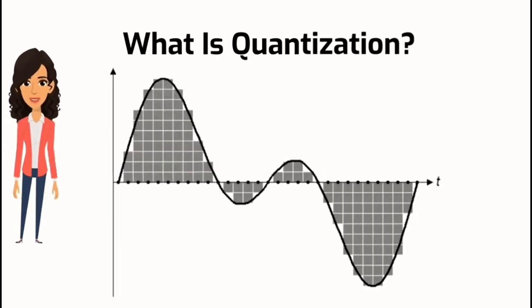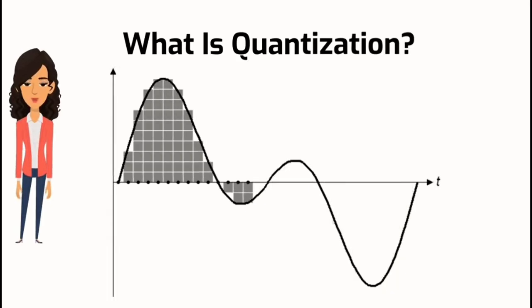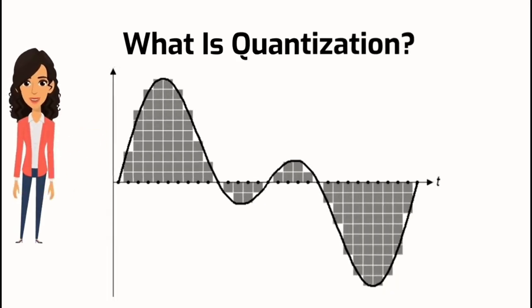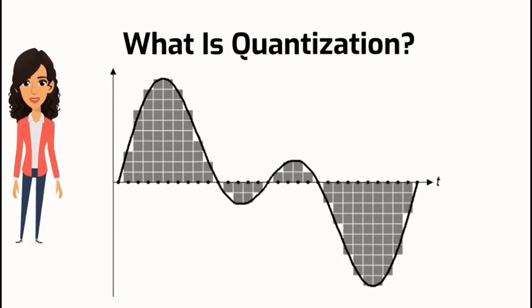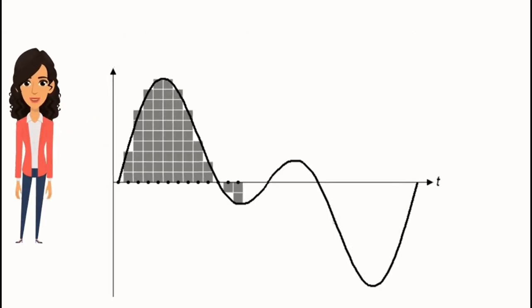During quantization, the input amplitude is rounded off to the nearest quantized level. This rounding off is known as quantization error, and it can be reduced by increasing the number of quantization levels.